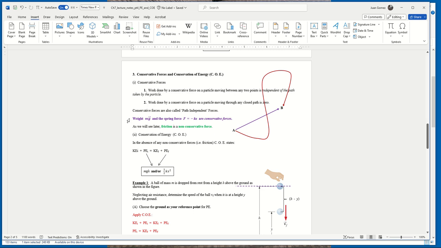Well, the two most important are the weight and the spring force. The mg and kx are conservative forces. Friction, which we'll prove in another lecture, is a non-conservative force. The work done will be different depending upon which path you take. But a conservative force is very simple. If the force moving the object from A to B is conservative, the work done taking the purple path and the work done taking the red path, even though those paths are completely different, will be the same.